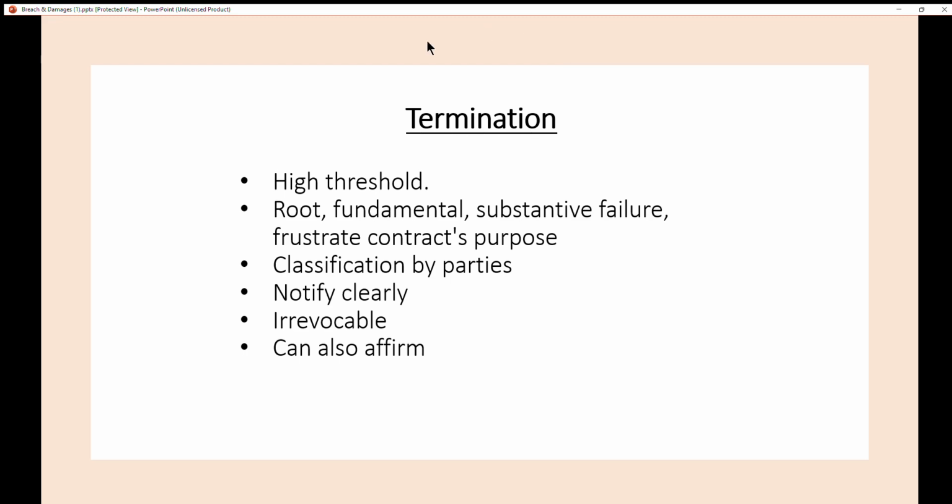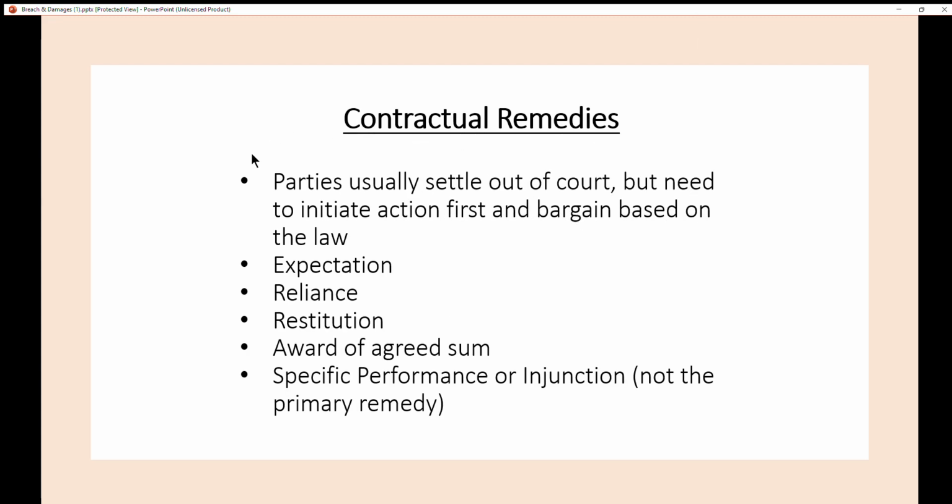And once you terminate, you cannot take back your termination anymore. Okay, it's irrevocable. And if you don't want that, of course you can just go ahead. If you want to maintain the business relationship, you can affirm and then you ask the person to compensate you. But you see, that's why normally parties treat it only as a last resort. You don't want to go to court.